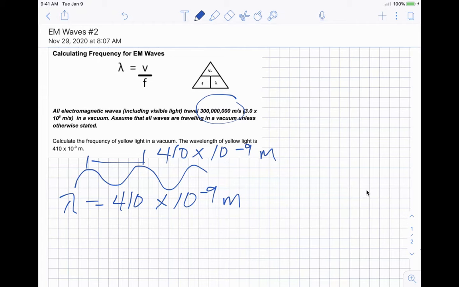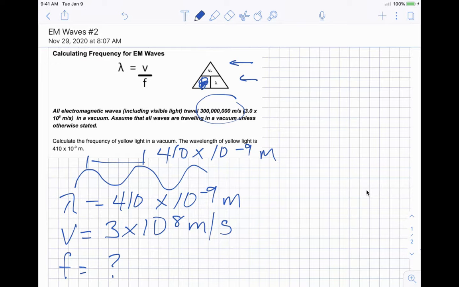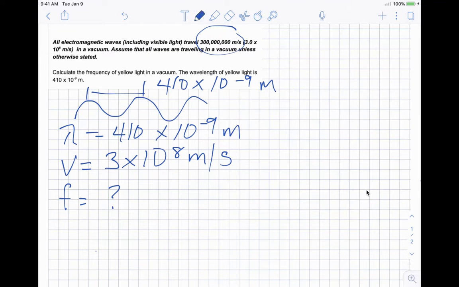Okay, and our constant is velocity at 3 times 10 to the 8 meters per second, which leaves us solving for frequency, which is our unknown variable. Okay, so the next step is going to be to write out the formula that we're going to be using, and we're solving for F, so we can cover up the F in our triangle. And that means that we're solving for velocity over wavelength. Frequency is equal to velocity over wavelength.